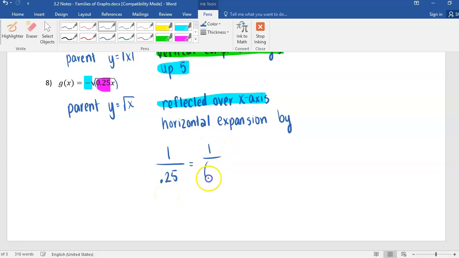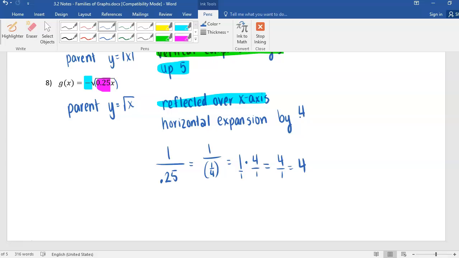1/4. So I've got 1 over 1/4. How do we divide fractions? Oh, I haven't said it to you guys enough yet. Dividing fractions is easy as pie. Flip the second and multiply. It's my favorite little saying. I say it all the time. If you flip the second and multiply, then you just got fractions. Multiply straight across. You got 4 over 1, which is really just 4. So it's a horizontal expansion by a factor of 4.